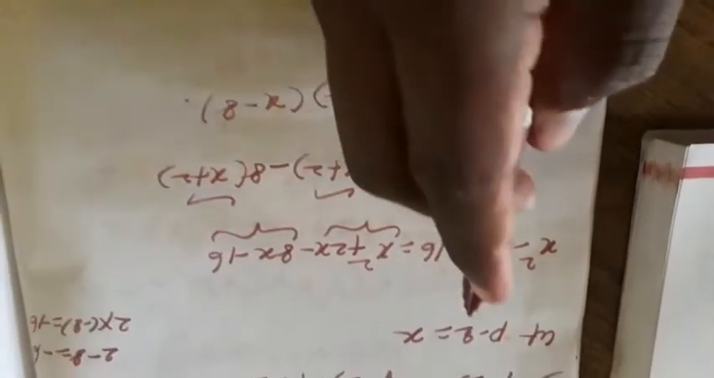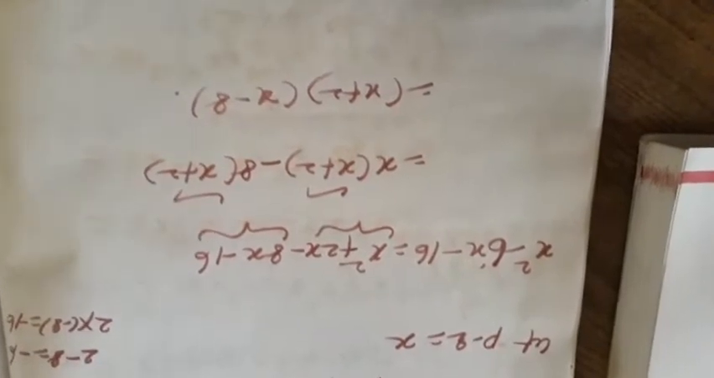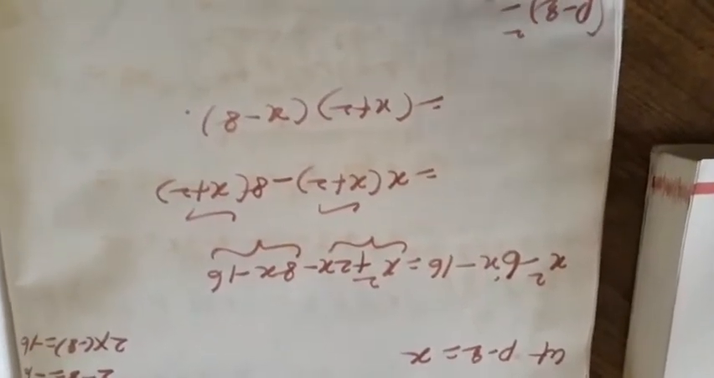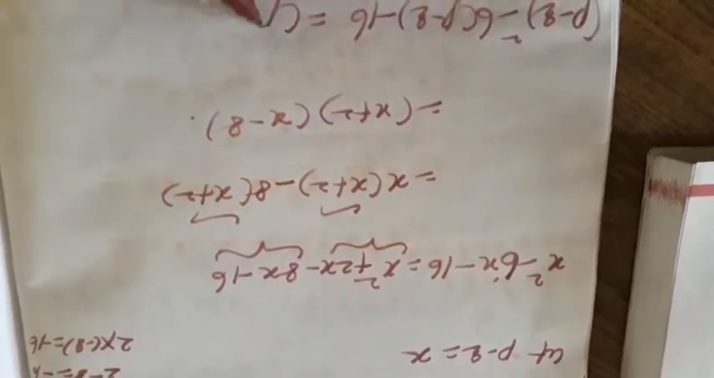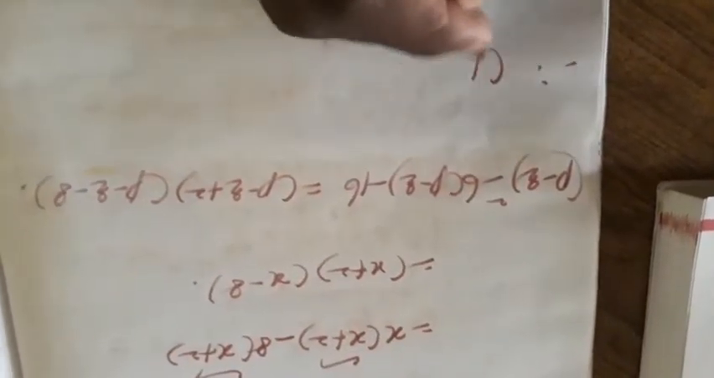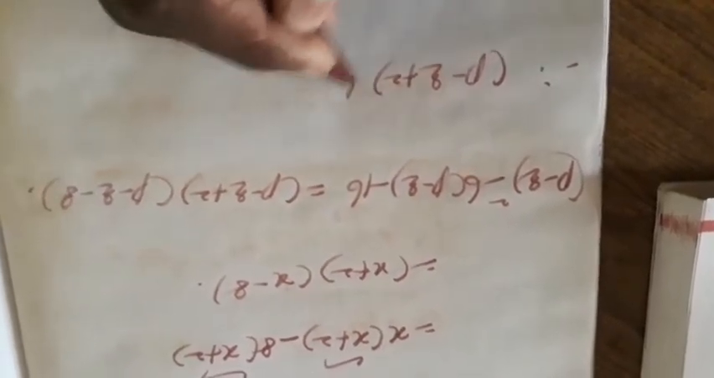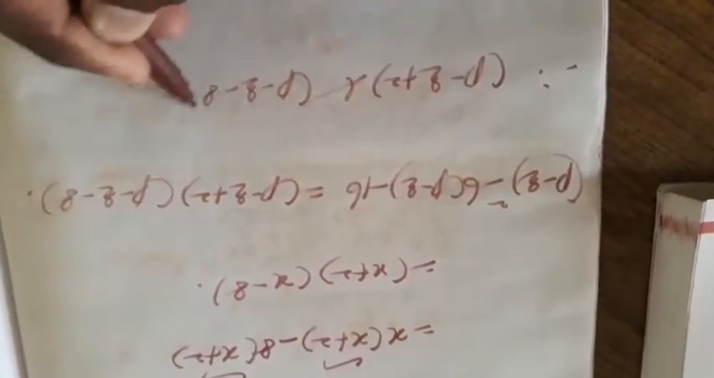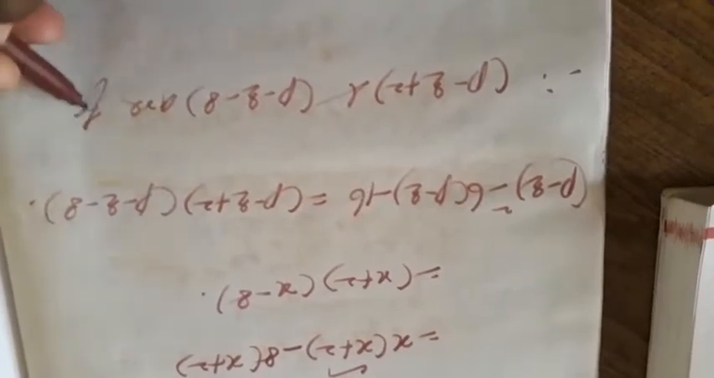Finally, substitute the value of x, which is p minus q. Therefore (p minus q) whole square minus 6 into (p minus q) minus 16 equals (p minus q plus 2) into (p minus q minus 8). These are the required factors: p minus q plus 2 and p minus q minus 8 are factors of the given polynomial. Hence the first solution is over.